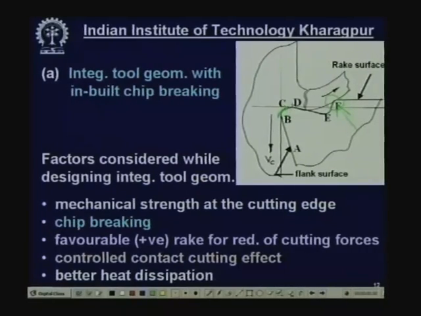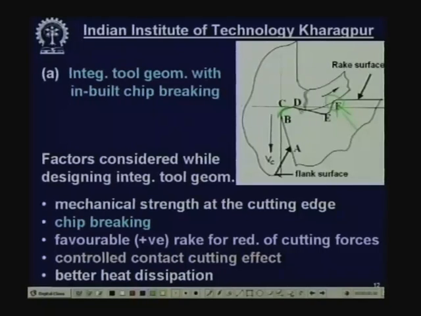Then from C to D, this portion is a flat portion, and that is the negative land, and that is also for mechanical strength. Then, this is the chip breaking part, D, E, F for chip breaking, and favorable rake for reduction of cutting force.